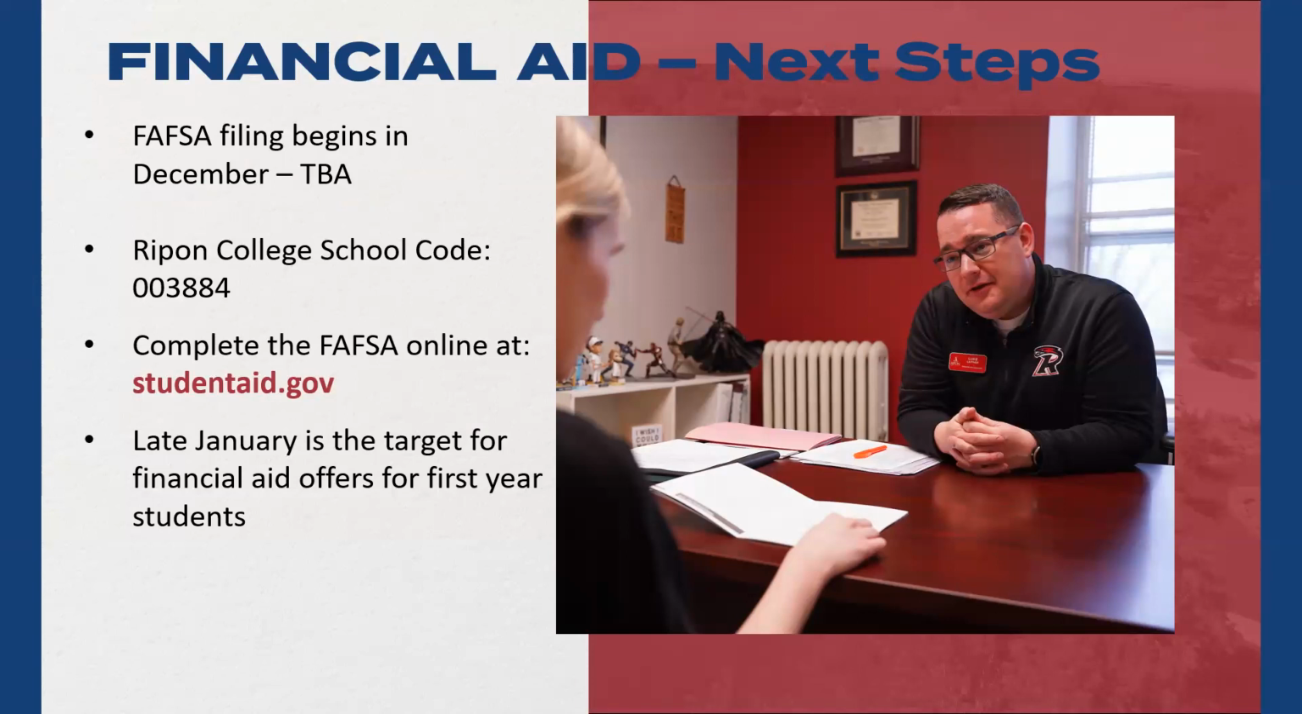Things to keep in mind for next steps. Again, the FAFSA doesn't open until December. We have not been told a date at this point yet. If you're filing the FAFSA and would like to have the information sent to Ripon, the school code is listed here. And the FAFSA can be completed at studentaid.gov. And for those that are applying to Ripon, late January is our target date for sending out financial aid offers.